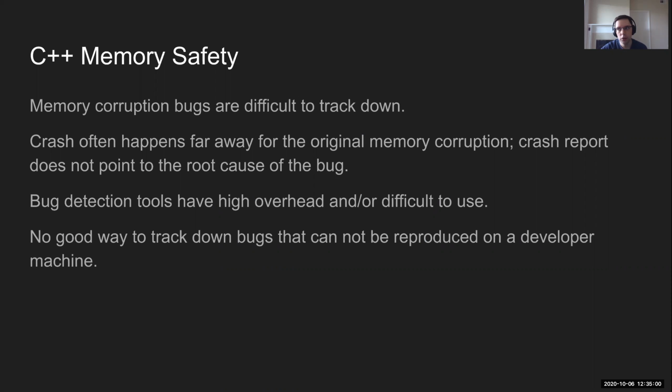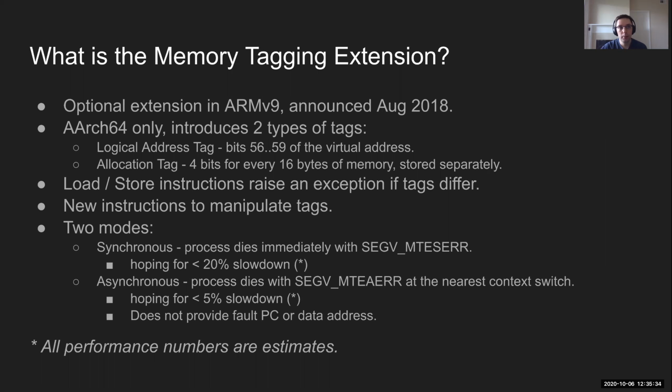The reason is that a crash often happens far away from the original memory corruption, and the crash report does not give you enough information to root cause the problem. There are tools that allow you to detect and fix such bugs, but they typically have high overhead and are difficult to use. And especially there is no good way to track down bugs that cannot be reproduced on the developer machine, which happens quite often with this type of bugs. So the memory tagging extension is expected to help a lot in this regard.